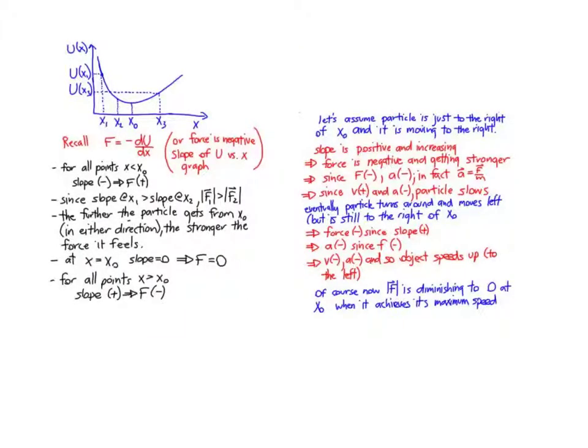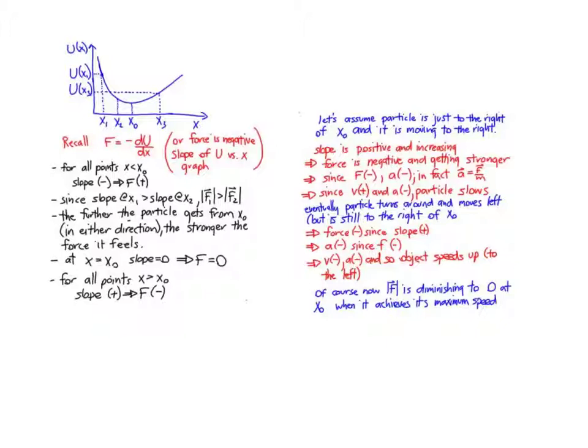Taking a look at the same graph, let's assume that the particle is just to the right of our equilibrium x naught and is moving to the right. Since it's moving to the right, the slope is positive and increasing, which means that the force is negative and getting stronger. Since the force is negative, the acceleration is negative because of F net equals ma. Since it's moving in the positive direction, but its acceleration is negative, the particle slows down.